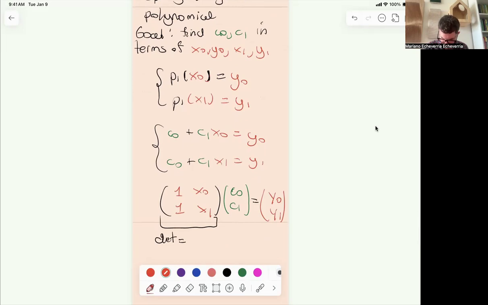It's like x1 minus x0, which is not zero because I told you we're assuming that the points don't share the same x value, so this is not zero. So the inverse. So we can.